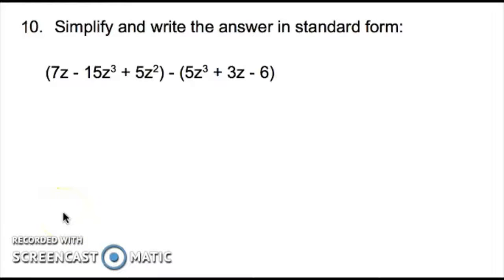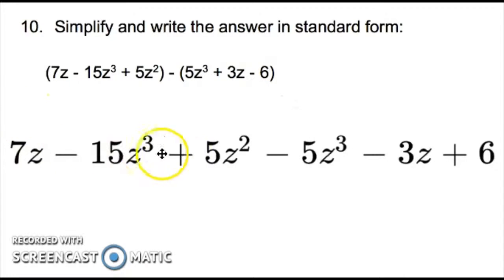Number 10 is asking you to simplify and write the answer in standard form. So these two polynomials are being subtracted. We rewrite the first polynomial the same. The second one we distribute the negative to, so we change all the signs. So we'll have these three written down the same. Then we'll have negative 5z to the third, negative 3z, and positive 6.